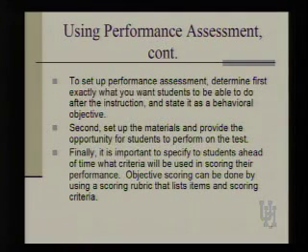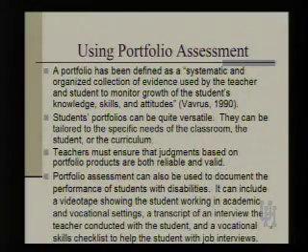So you need to figure out on the front end what it is going to take to have an adequate response. If it's a process, how many steps in the process have to be accounted for? Or is it an outcome? Is it the bottom line that makes a difference? But what are you going to look at to determine student success in this area?